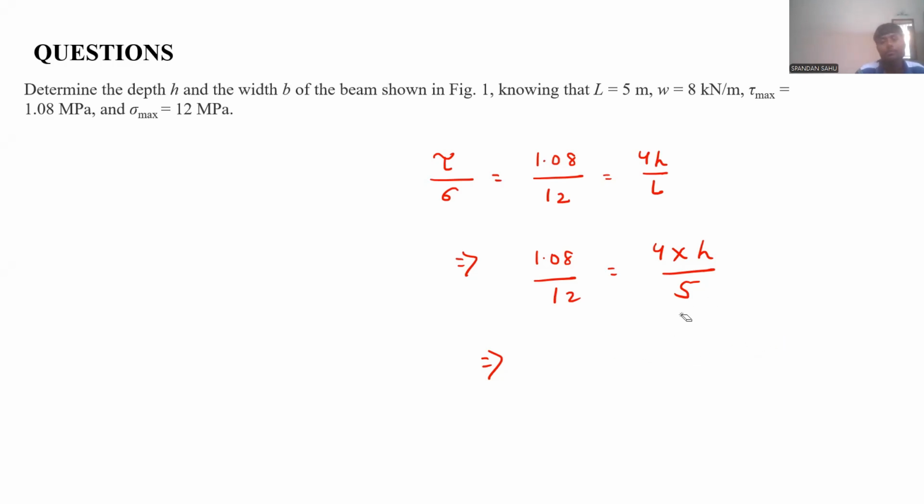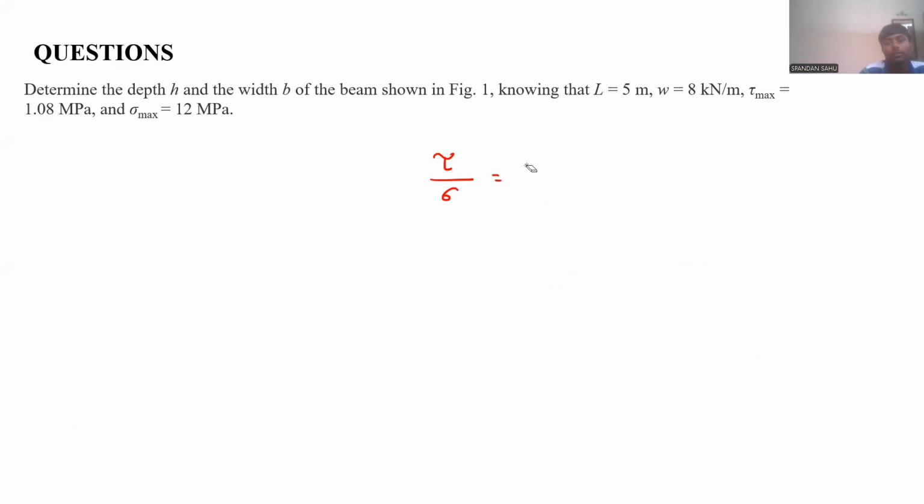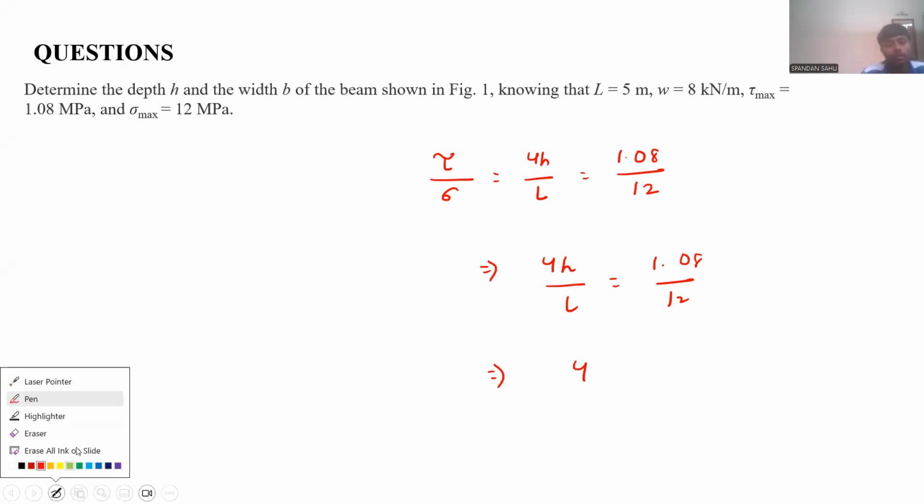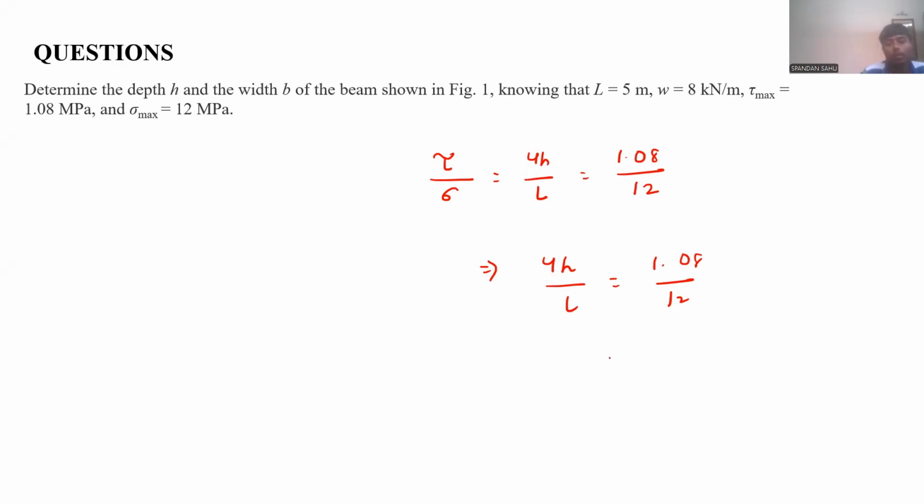Is this clear? So once you are getting this part, you are done with the depth H. So now we have calculated the value of H. So upon solving, we are getting H to be 0.1125.